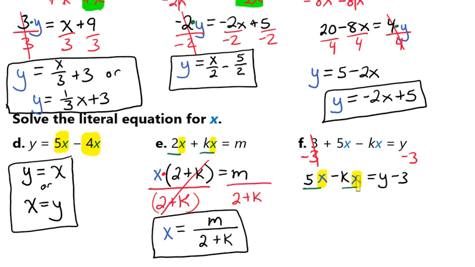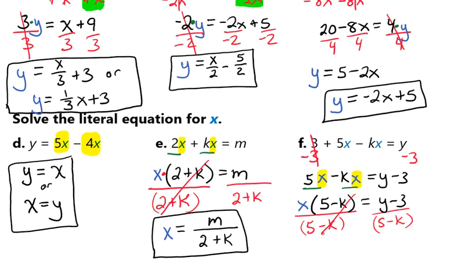So when that happens, we want to factor out our variable and then divide to get it by itself. So we're going to factor out our x, and so that's going to leave us with a 5 minus k equals y minus 3. And then we're going to divide both sides by 5 minus k. So those will cancel out, and it's going to leave us with an x equals y minus 3 over 5 minus k, and we're finished.